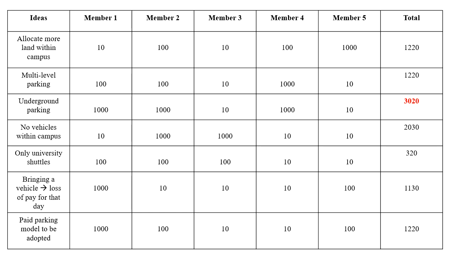Allocate more land within the campus: here, 1220 points have come. And here multi-level parking, again the same. But underground parking has given the highest priority, with 3020 grams. So this may be given the top weightage, more priority. So for this parking problem, underground parking may be one of the best solutions. All the 5 members may feel that it will be good.